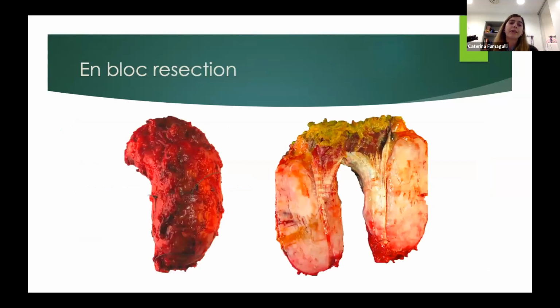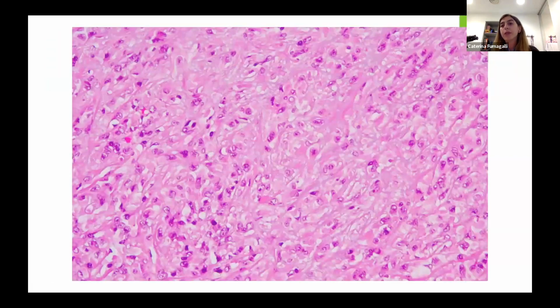We can see that it is intramuscular, and it's a well-defined tumor that grows along the tendon. There is no infiltration of the tendon and skeletal muscle that we can see in the superior part. And the tumor was firm with a central area that was harder and whitish. The morphology was quite heterogeneous within the tumor.